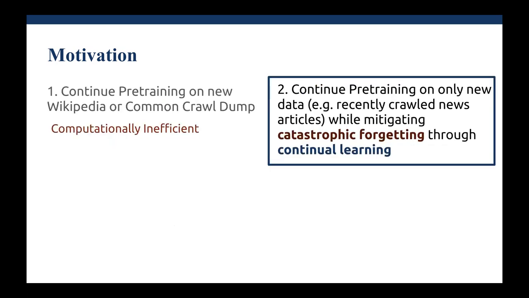One naive way to update language models is to pre-train a language model on the entire corpus, including the original and updated corpus. However, this approach is computationally inefficient. An alternative way is to continually pre-train only on the updated corpus. However, this suffers from catastrophic forgetting, a phenomenon which refers to forgetting original past knowledge.